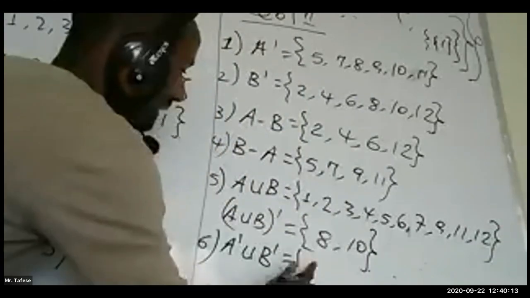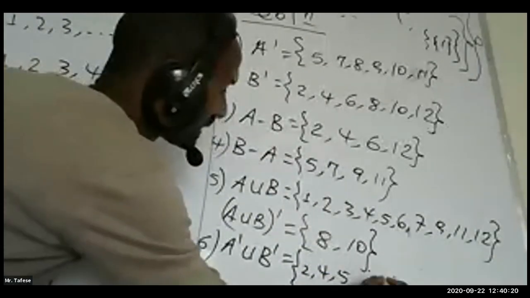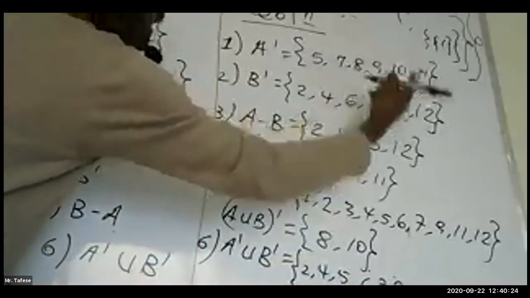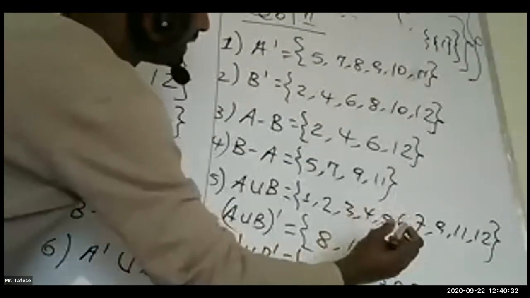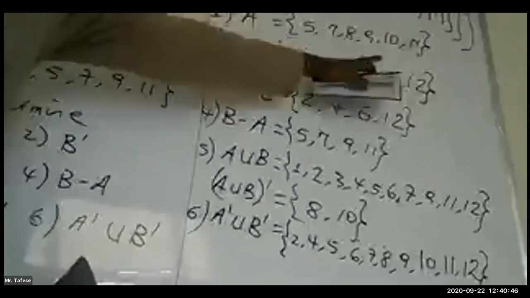Okay. So A complement consists of 2, 4, 5, 6, 7, 8, 9, 10, 11, and 12. B complement consists of 2, 4, 6, 8, 10, and 12. It doesn't matter that 8 is found in both, it can be taken once. So A complement union B complement is 4, 5, 6, 7, 8, 9, 10, 11, and 12. Next, the intersection of A complement and B complement is 8 and 10. 8 and 10, you are right.